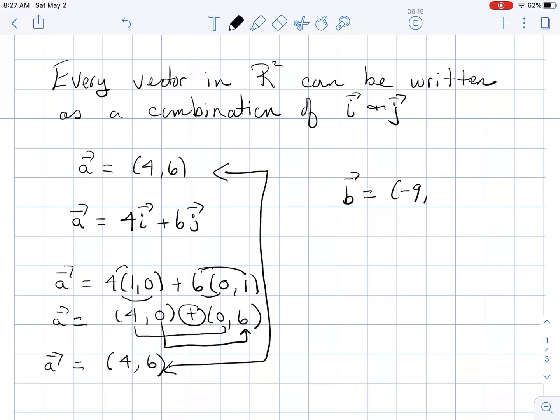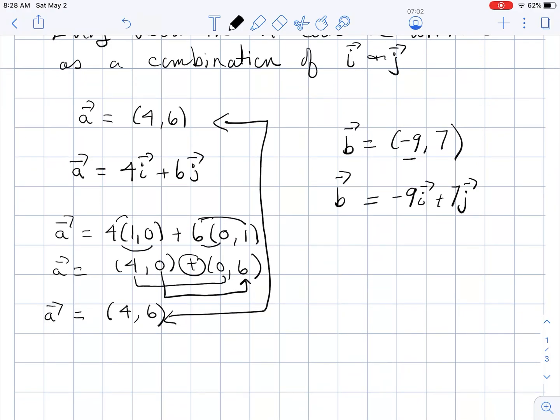Let's look at another one. Let's say vector b is -9, 7. If your task is to write that as a combination of I and j, sometimes you can just pick your favorite way of writing it. Just remember that vector I goes with the x coordinate and vector j goes with the y coordinate. I can see -9 is the x coordinate, so I'll attach the standard unit vector I there. Then, of course, you want to add, and I can attach the standard unit vector j to 7.